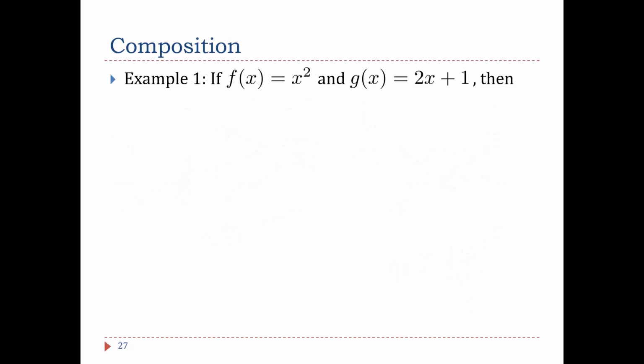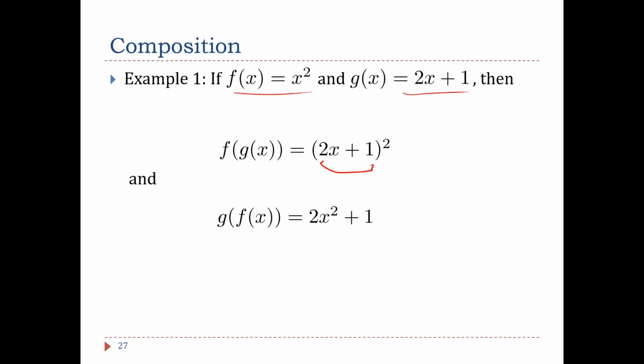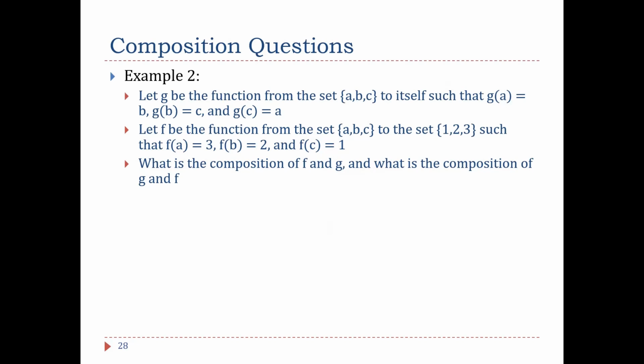Good. So suppose you have these two functions defined by the formulas f of x equal to x squared and g of x equal to 2x plus 1. Well, f of g of x would be equal to (2x plus 1) squared. And g of f of x would be defined as follows: 2x squared plus 1. So I think you are already familiar with this concept.